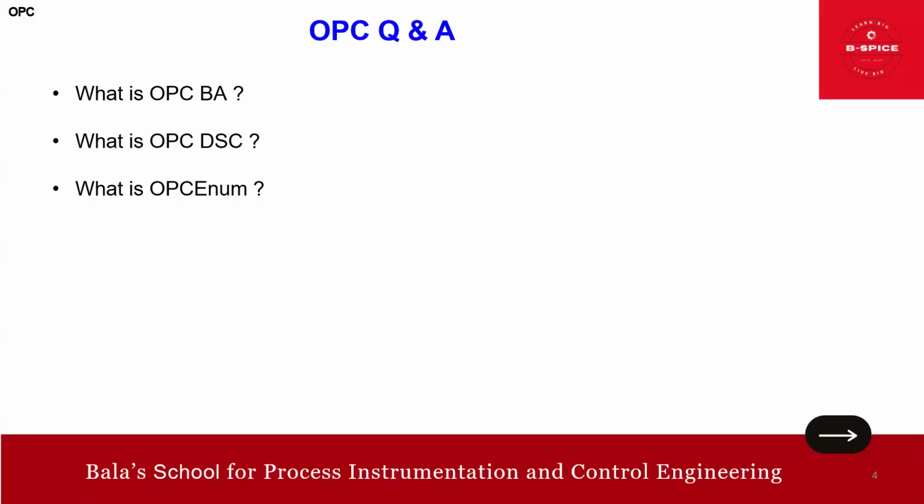See, OPC Enum is a service in OPC which allows for the enumeration of OPC servers on a machine. It helps the client to find available OPC servers. That's it. Very simple, right?